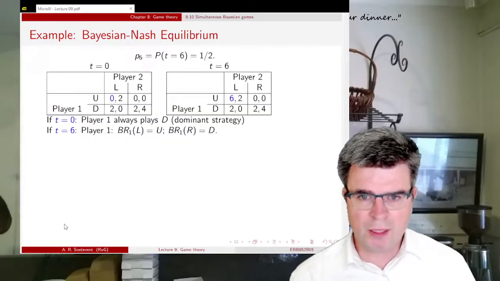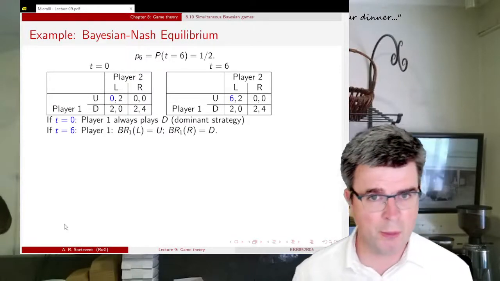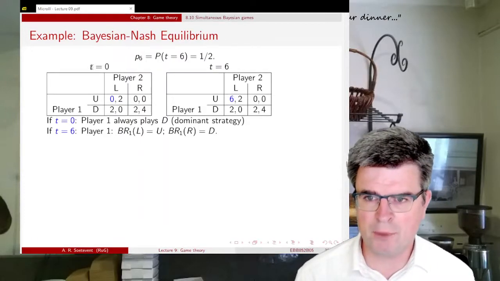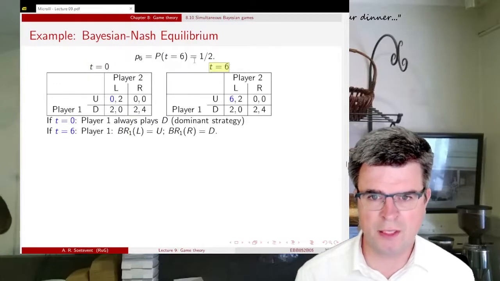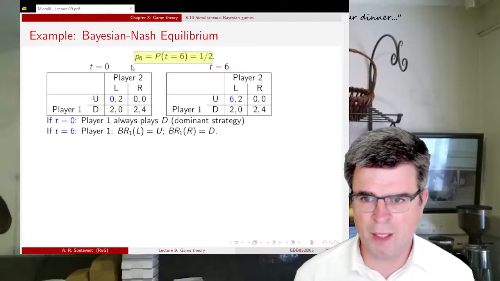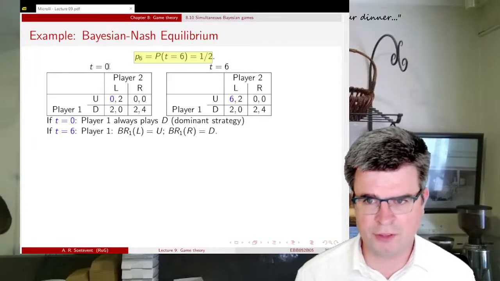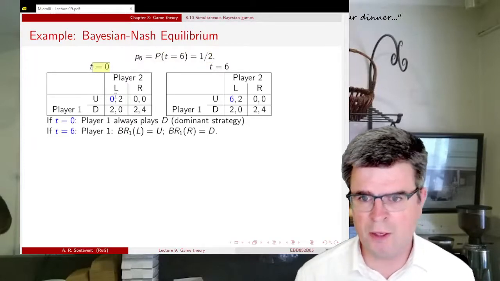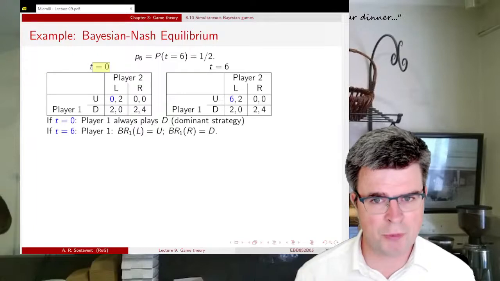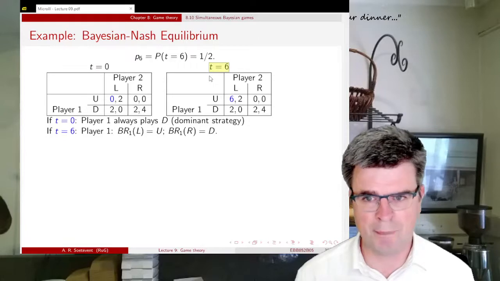Okay, so let's return to our two-player example where both have 2 possible actions and player 1 can be 1 out of 2 types. So player 1 can be of type T is 0 or T is 6, and each of these types is drawn with probability 1/2. And player 1 knows exactly which matrix he faces. He knows, okay, I'm of type T is 0, so this is the matrix that we face when we need to make a choice. If he observes that he is of type T is 6, then he knows that this is the relevant payoff matrix of the game.